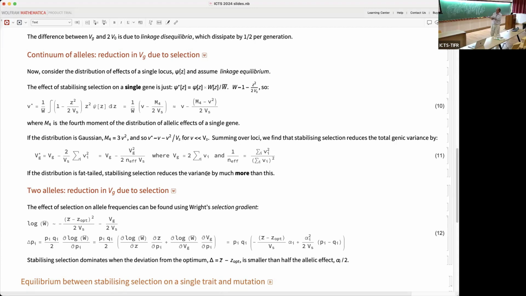So then we say that the selection coefficient on the allele depends on two components. One is the gradient of log mean fitness with respect to the mean times the gradient of the mean with respect to the allele frequency, plus the gradient of log mean fitness with respect to genetic variance times the gradient of genetic variance with respect to dp.